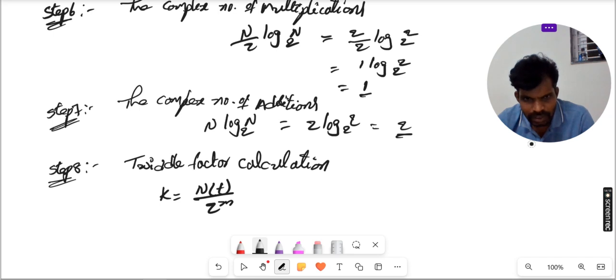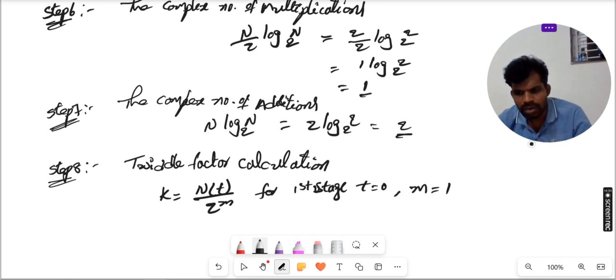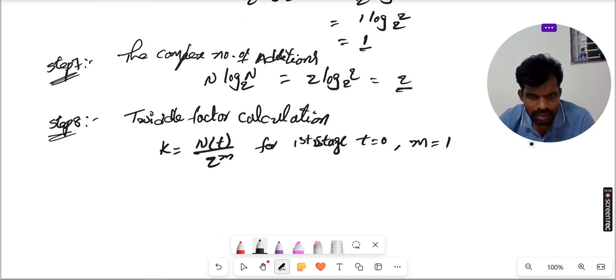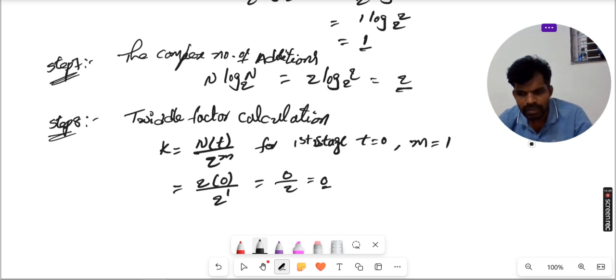So for the first stage, t is equal to 0 and small m value is equal to 1. By substituting, we get k equals 0 by 2 power 1, which is 0 by 2, which is equal to 0. So the k value is equal to 0.